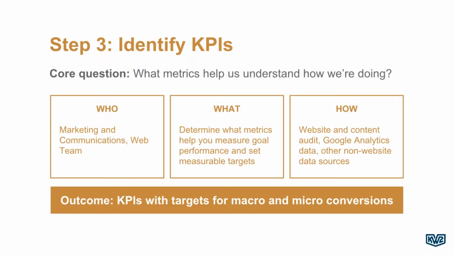So how do you identify your key performance indicators? You'll need to answer the core question, what metrics help us understand how we're doing? So that doesn't just mean measuring that final objective, for example, an enrolled student who's sitting in a classroom, but it also means identifying and then tracking all of those actions that lead up to that moment.